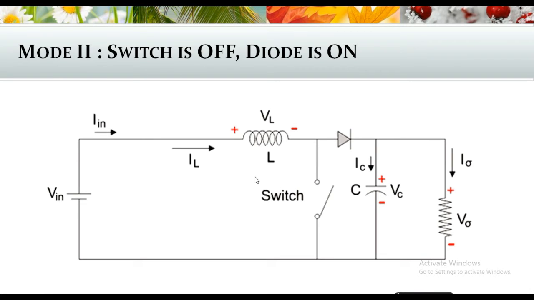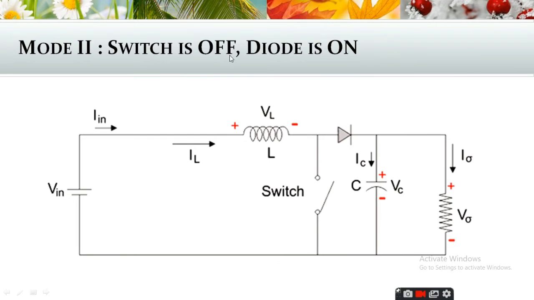Mode 2, switch is off, diode is on. Now the closed circuit path will be Vin plus, inductor L, diode, load, and Vin minus. During this off period, the polarity of the EMF induced in L is reversed and current decreases from I maximum to I minimum.